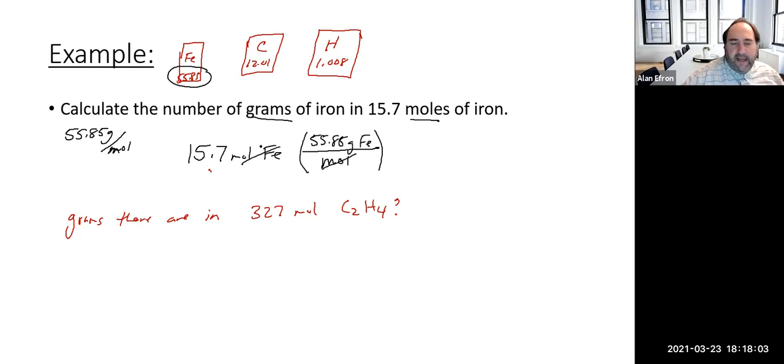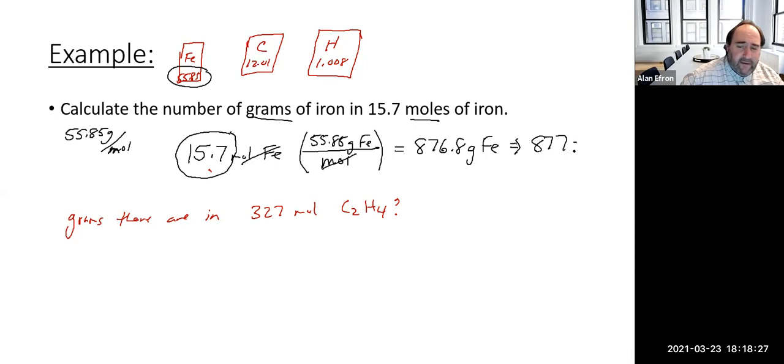The moles will cancel. We're going to take 15.7 times 55.85. That's going to give us something in the ballpark of 876.8 grams of iron. In terms of significant figures, based off of this number, which is 3, we take that to 877 grams of iron. Any questions on that calculation there?